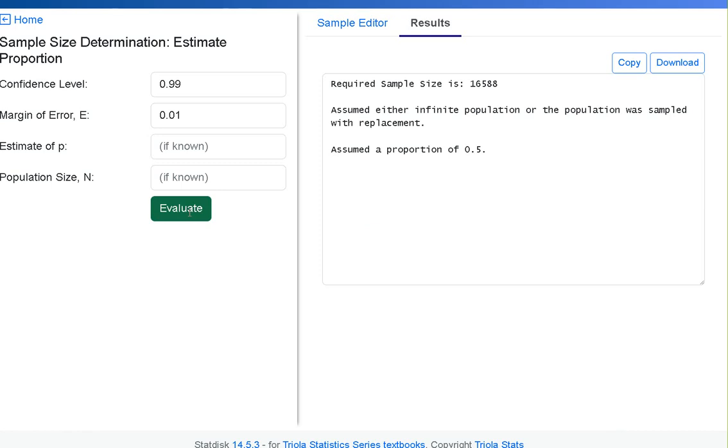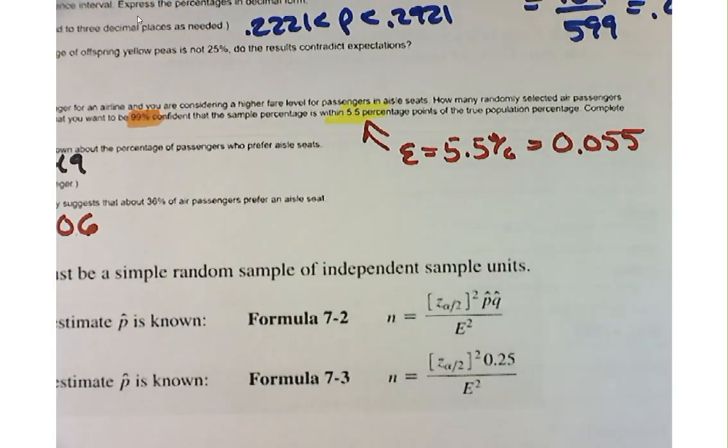16,588, so. Any other comments or questions on section 7.1?